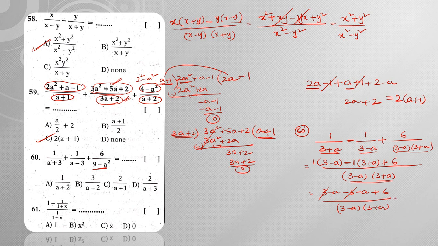Here it is 6, so the numerator becomes 6 minus 2a by (3 minus a) into (3 plus a). In the numerator, if I take 2 as common, then I can write this as 2(3 minus a) by (3 minus a) into (3 plus a). So this 3 minus a I can cancel out, then the answer would be 2 by 3 plus a, or 2 by a plus 3.